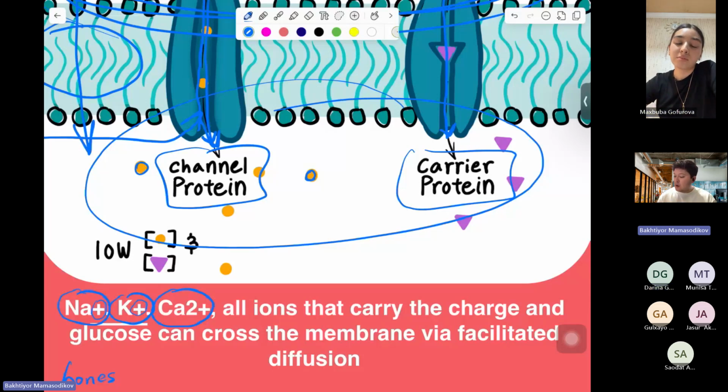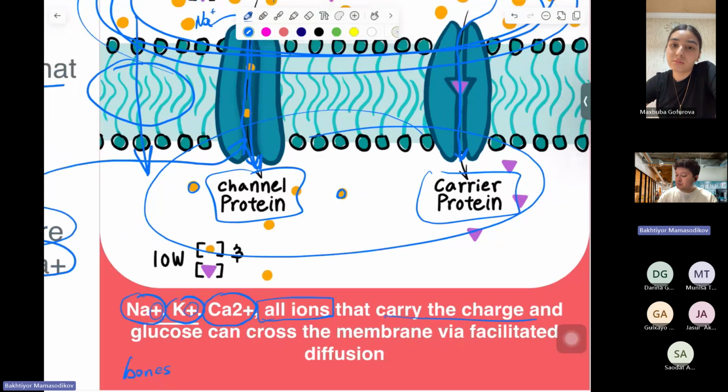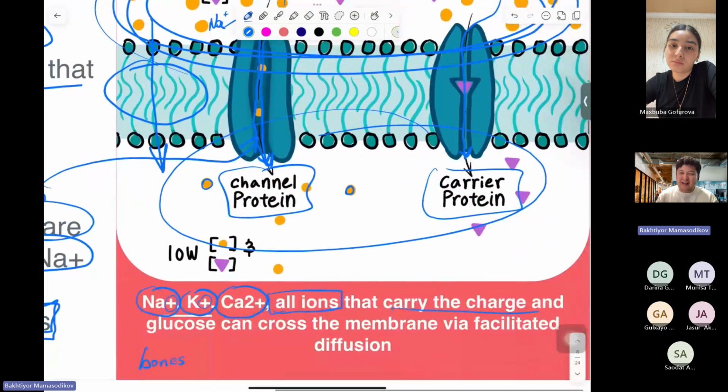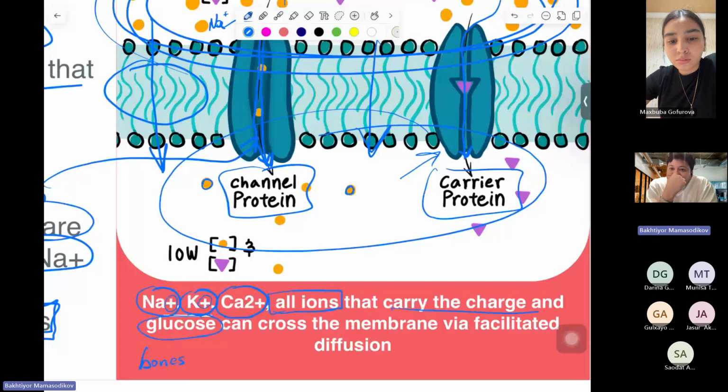And all ions that carry the charge are going to move through this facilitated diffusion. That means they are all hydrophilic. They are all hydrophilic and not hydrophobic. They cannot directly cross the membrane. They use special channels. And of course, the glucose molecule. What's glucose? Glucose is sugar, simple sugar.